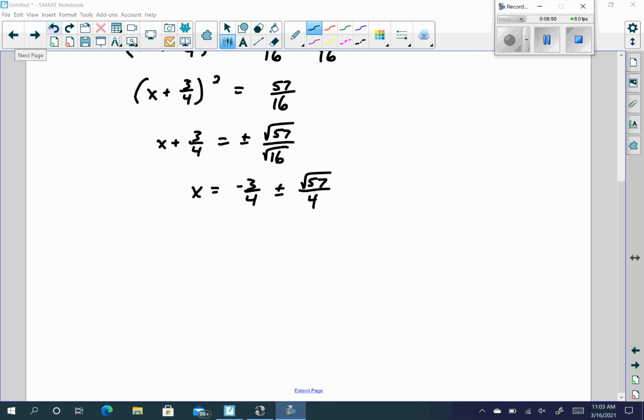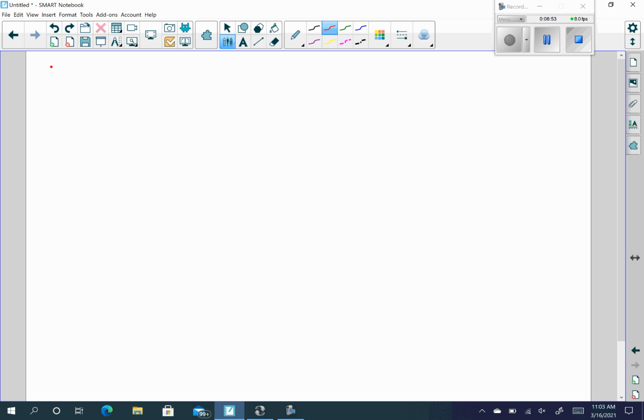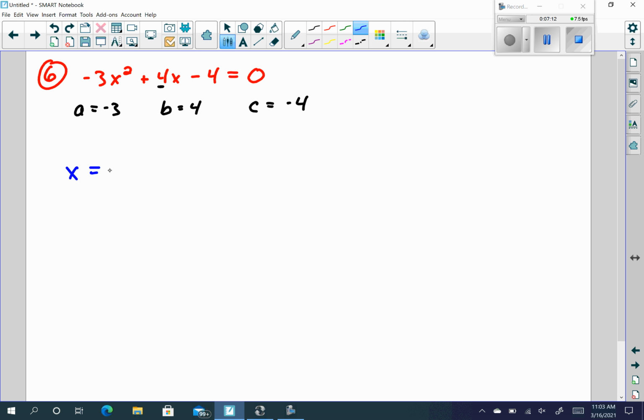All right, now for 6 through 9, we could use the quadratic formula. A little bit nicer. We just have to make sure in this case we're good because everything was already set equal to 0. So here, A is negative 3, B is positive 4 right here, and C is this negative 4. So x is going to equal the opposite of b, so a negative 4, plus or minus square root, b squared is 16, minus 4, and then a times c will give us a positive 12, all over 2 times a, so we get a negative 6.